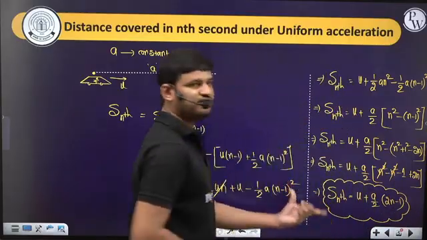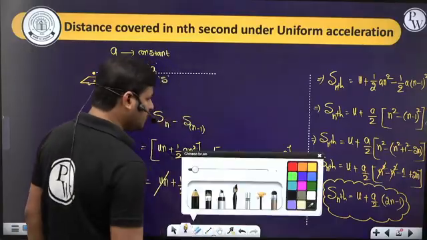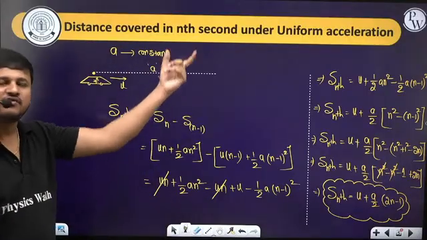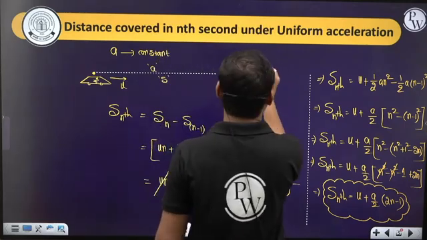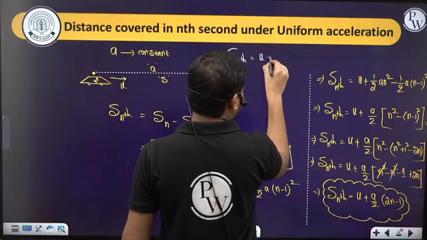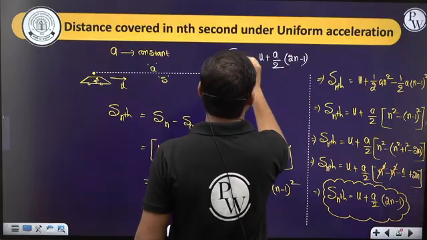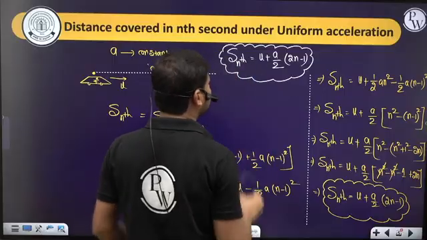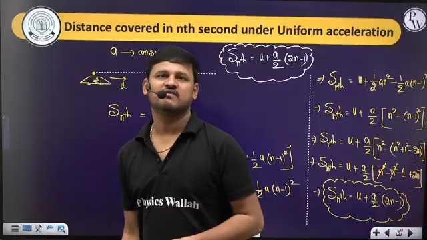So this is the formula, guys. Clear? Understood everyone? So from now onwards, for the distance covered in the nth second under uniform acceleration, what's the formula you should remember? Just write along with me. The distance covered in the nth second, S nth, is equal to u plus a by 2 into 2n minus 1, where u is the initial velocity, a is the acceleration, and n is the second in which you have to find the displacement or distance covered of the body.